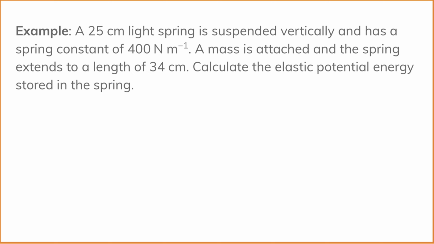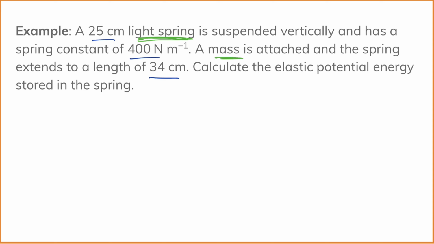In this next example, we have a 25 centimeter light spring suspended vertically with a spring constant of 400 newtons per meter. A mass is attached to the spring and extends it to a length of 34 centimeters. Calculate the elastic potential energy stored in the spring. There are a few key words here. Light spring: they identify that just to make sure we don't have to consider the mass of the spring when we're talking about the forces acting on it. So we're just looking at whatever mass was attached to it.